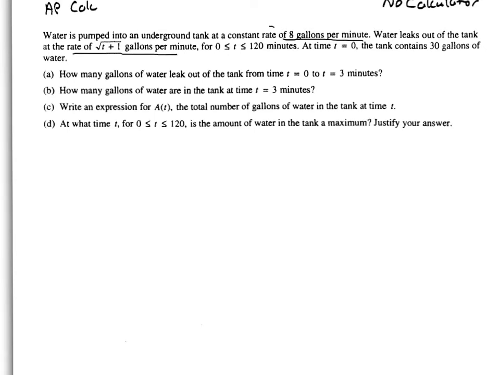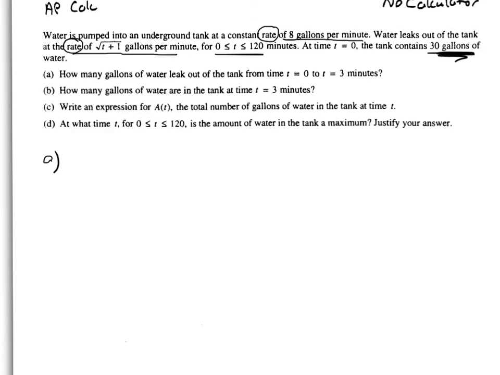So what's important here is that they gave us two rates. We've got the domain 0 to 120 minutes, and at t equals 0, the tank contains 30 gallons of water. So how many gallons of water leak out of the tank from t equals 0 to t equals 3?